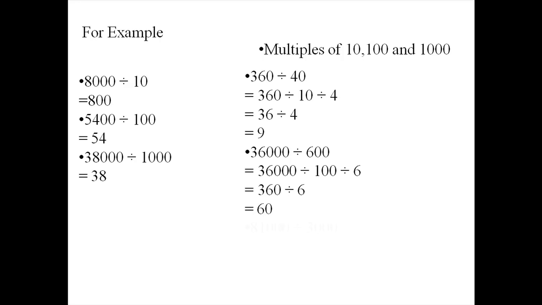The third example is 81,000 divided by 3,000. Here I again split 3,000 into 1,000 and 3. So when I divide 81,000 by 1,000, I get 81 divided by 3. When I divide by 3, I get 9.